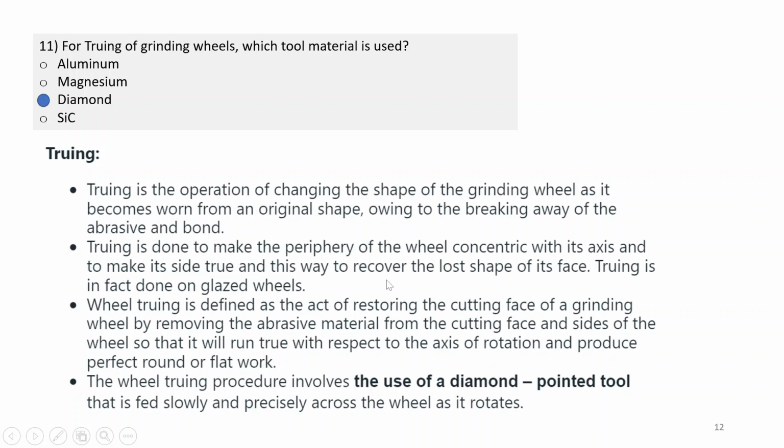Truing is in fact done on the glazed wheels, and wheel truing is defined as the act of restoring the cutting face of a grinding wheel by removing the abrasive material from the cutting face and sides of the wheel so that it will run true with respect to its axis of rotation and produce perfect round or flat work. The wheel truing procedure involves the use of a diamond pointed tool that is fed slowly and precisely across the wheel as it rotates.